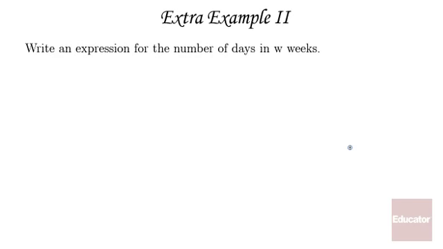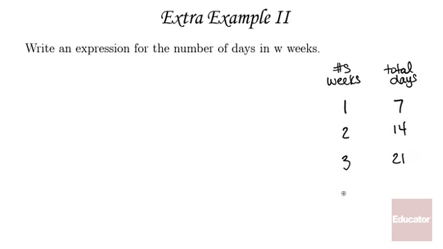Write an expression for the number of days in W weeks. Well, it might be hard to translate that directly into a variable, so sometimes you could create a table for yourself and see if you can find a pattern. So for example, if I said number of weeks and the total days. Well, we know in 1 week there's 7 days, in 2 weeks there's 14 days, in 3 weeks there's 21 days, 4 weeks there's 28 days. So if you notice, each time we're jumping an extra 7 days.